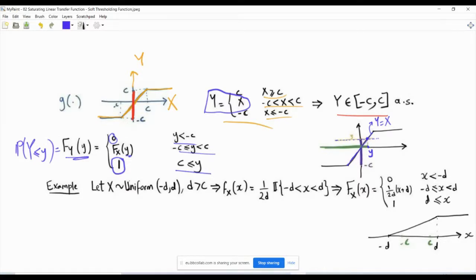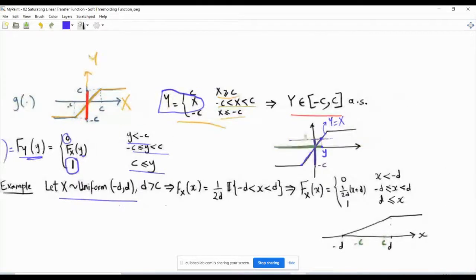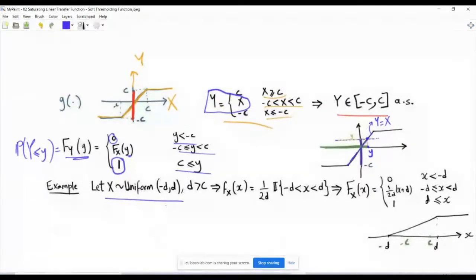Let's take a particular example. So x is uniform from minus d to d. Let's plot the PDF of x. So here is minus d, here is d. And it's uniform, so this height must be 1 over 2d, so that the area under the PDF is equal to 1. And so this is the PDF of x.